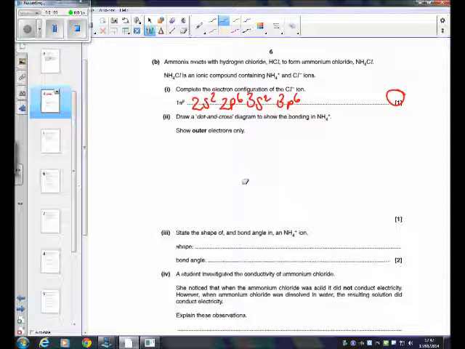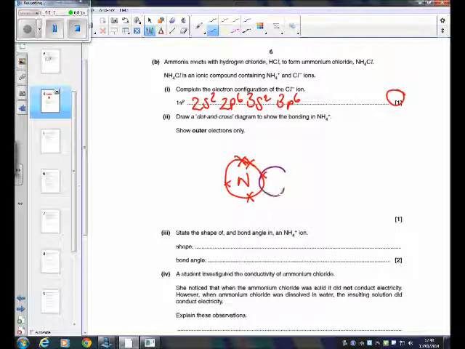So question B, part 2. Draw a dot and cross diagram to show the bonding in NH4+. Show the outer electrons only. So we go back to our previous question where we had ammonia. We had nitrogen, where we had a lone pair, and then we had 3 covalent bonds formed with hydrogen. Remembering hydrogen's got that 1 outer shell electron.